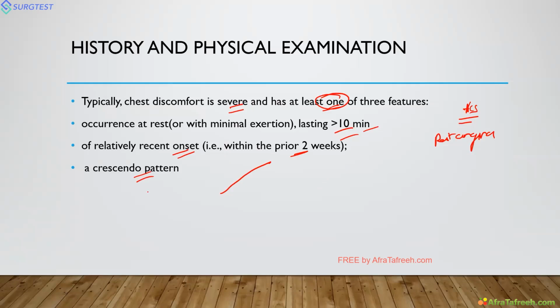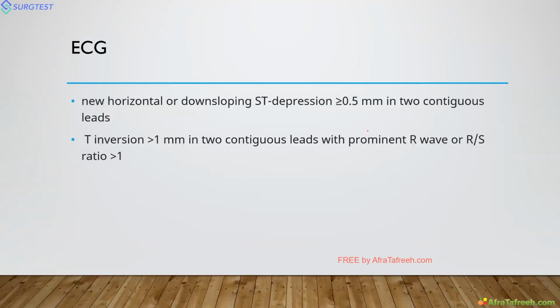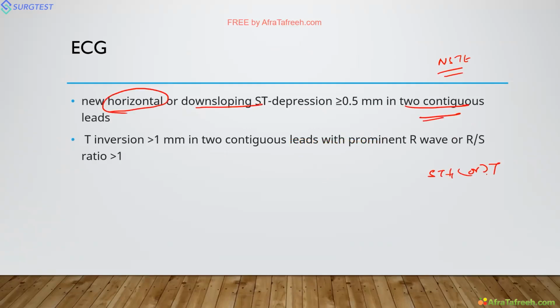So after seeing this, we have to do an ECG. In the ECG, there is non-ST elevation. It's not ST elevation. So there may be ST depression or T wave inversion. But it should be in 2 contiguous leads. Very important. So it should be new horizontal or downsloping ST depression, same as we read in stress ECG. It is not upsloping. New horizontal or downsloping of more than 0.5 millimeter in 2 contiguous leads, with T wave inversion more than 1 millimeter in 2 contiguous leads.